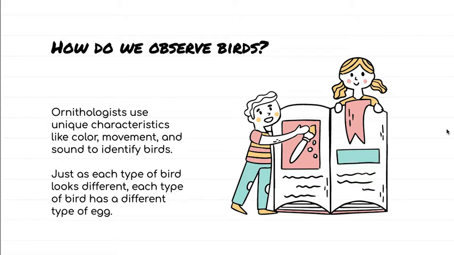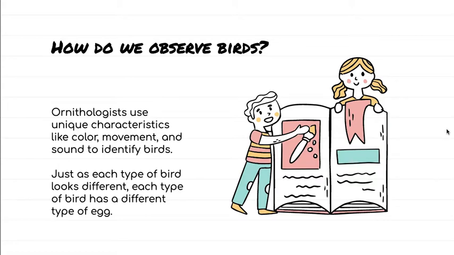All right, here's a question. How do we observe birds? Ornithologists, we know what an ornithologist is. It is a scientist who studies birds. They use unique characteristics, so something special to that kind or type of bird, like color, movement, and sound to identify birds.